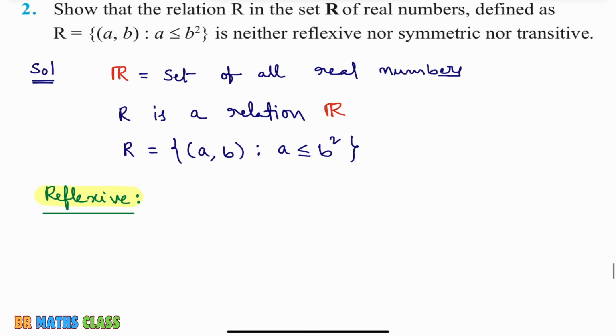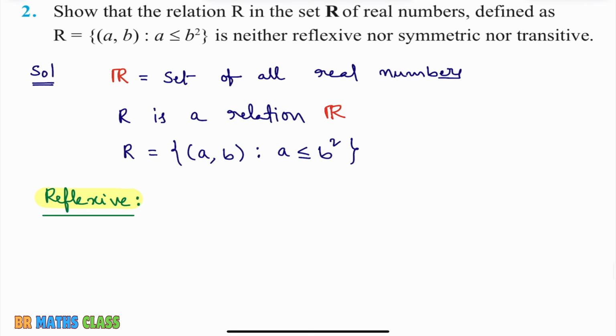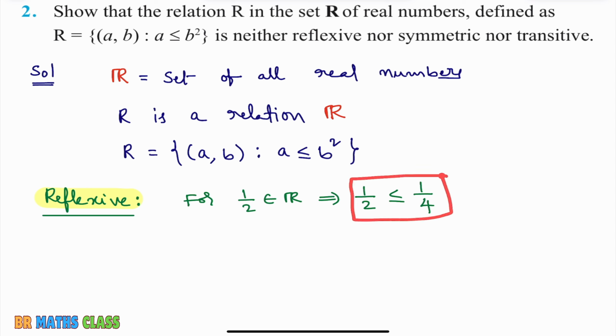When you are trying to say a relation is not reflexive, the best thing is to find an example. I'll take 1 by 2. Is 1 by 2 a real number? Yes, 1 by 2 is a real number. Now I'll check whether 1 by 2 is less than or equal to (1 by 2) whole square. (1 by 2) whole square is 1 by 4. You observe this: 1 by 2 less than or equal to 1 by 4. Is this true or false?